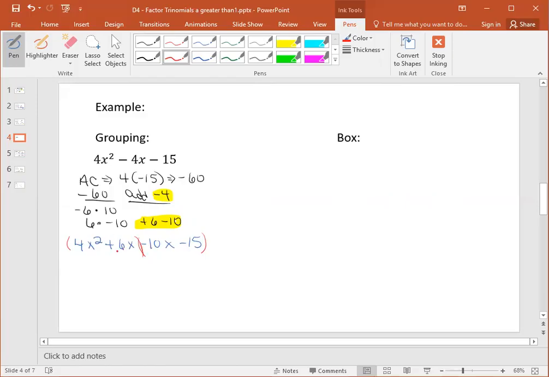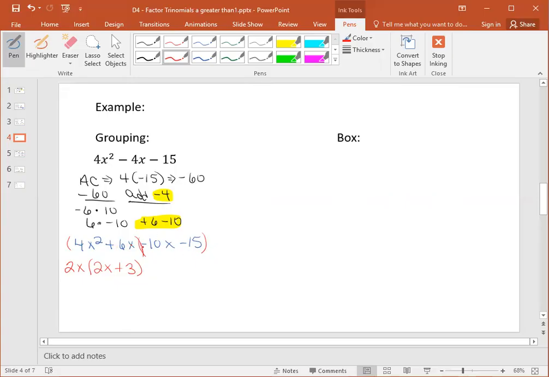The GCF for 4x squared plus 6x is going to be 2x, so we're going to bring that out front. And what am I left with? I would be left with 2x plus 3. Then we want to double check by multiplying it back through. 2x times 2x is 4x squared. 2x times positive 3 is positive 6x. So I did that right.